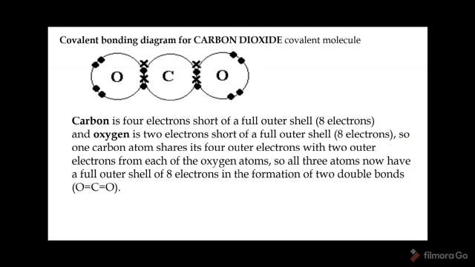Oxygen is in need of 2 electrons to get a stable electronic configuration and achieve the full outer shell. So carbon and 2 oxygen atoms share 2 electrons, and then each gets the full outer shell configuration.